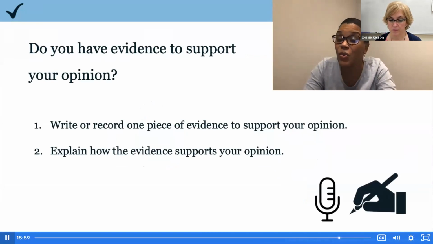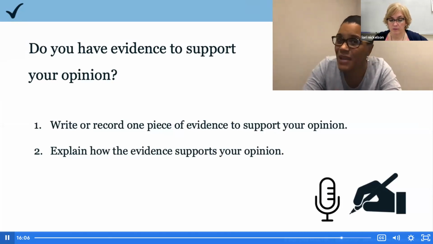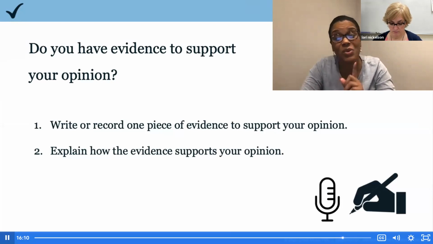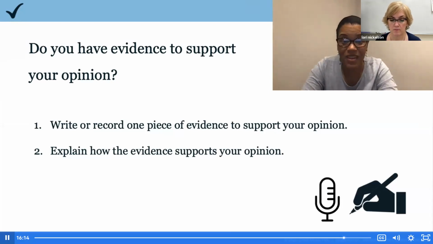You are now going to record or write one piece of evidence that supports your opinion about what type of people the stepsisters are, and you're going to explain how the evidence supports your opinion. I'm going to say it one more time. You are going to record or write one piece of evidence to support your opinion, and then you will explain how the evidence supports your opinion. Are you ready? Pause the video now to record or write. All right, my friends, you need to write evidence to support your opinion of the stepsisters being unkind to Cinderella. What can you pull out of the text? What did they do to her? Okay, write that out in your journal.